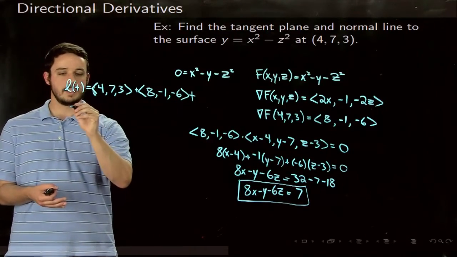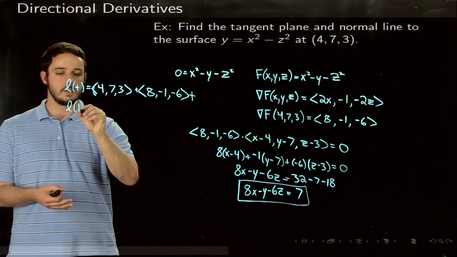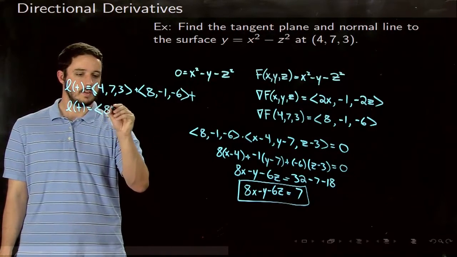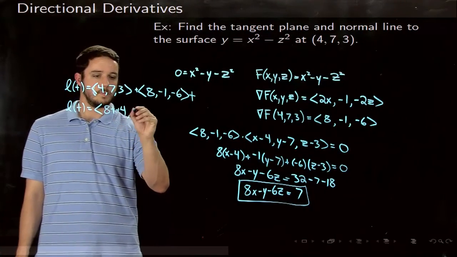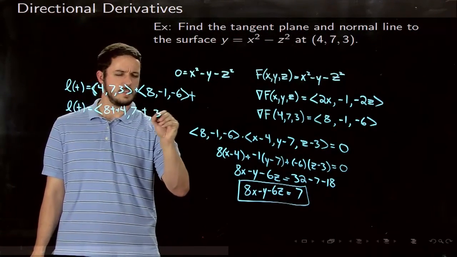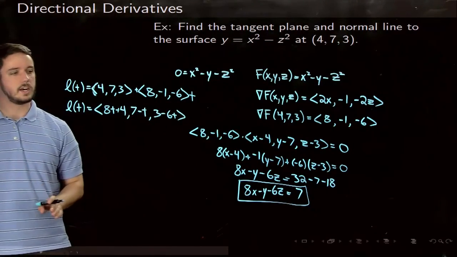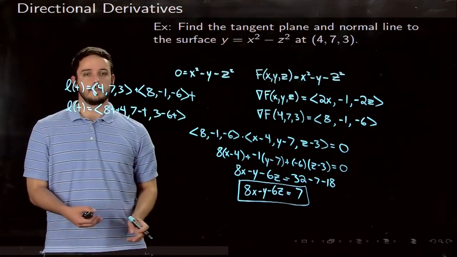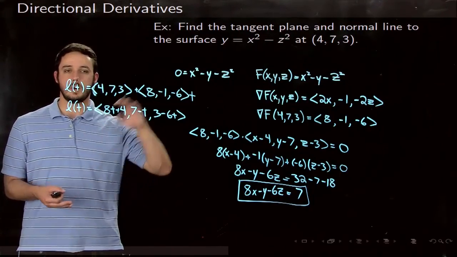We can write this slightly differently. If we multiply the t out and combine terms, we get that the line is given by 8t plus 4, 7 minus t, and 3 minus 6t. So this gives us a way to write the normal line for this surface at the point. So we can do all this using gradients and the fact that the gradient is perpendicular to a level surface.